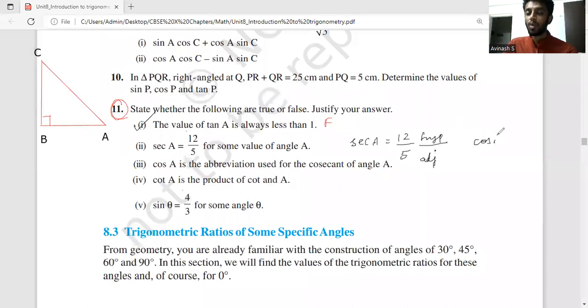But if the same question was cos A is equal to 12 by 5, then it would have been false, because the formula would be adjacent by hypotenuse, and the adjacent side, 12, is greater than the hypotenuse, which is 5. Then it would have been false, but otherwise here it is true. This is something that we need to understand. Since the hypotenuse is the greater value, we accept that this is true. So this is regarding the second subdivision. It should be true because the hypotenuse is greater than the adjacent side.